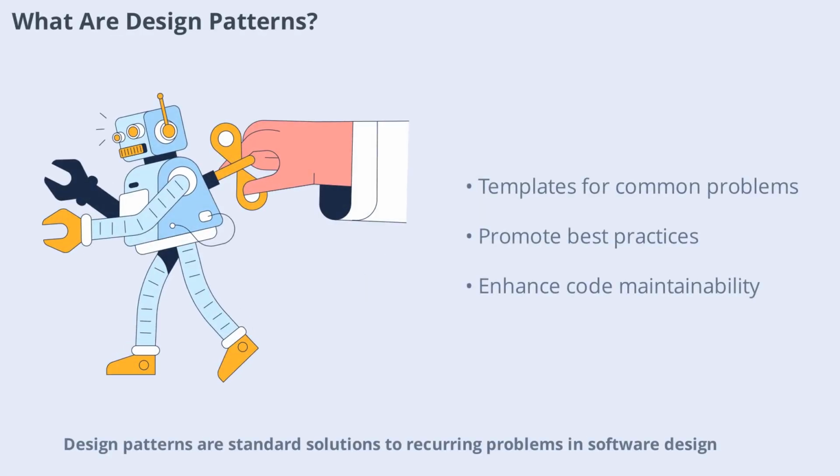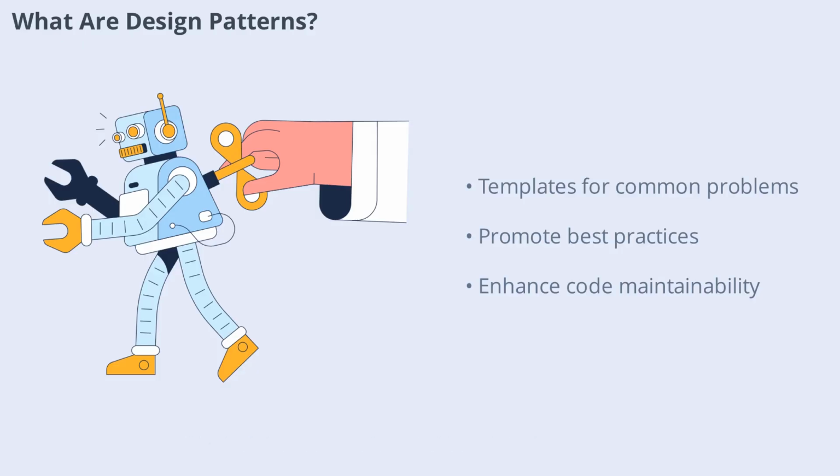Design patterns are standard solutions to recurring problems in software design. Think of them as templates or blueprints that you can use to solve common issues in your code. Instead of reinventing the wheel every time you face a challenge, you can apply a design pattern that's already been proven to work. These patterns help you write code that's easier to understand, maintain, and extend. They also promote best practices in object-oriented design, making your Java applications more robust and scalable.